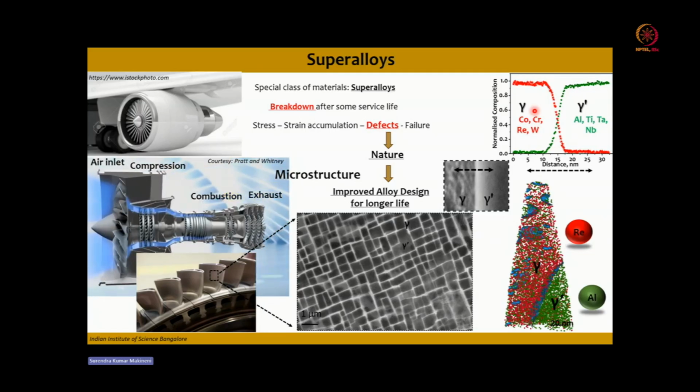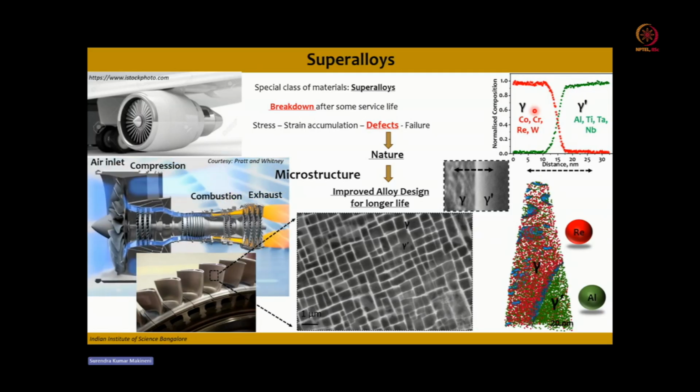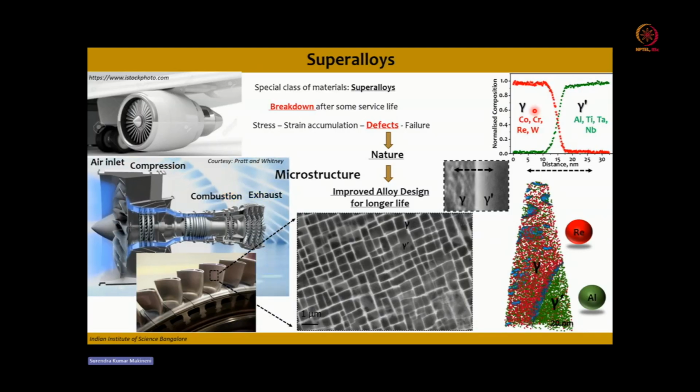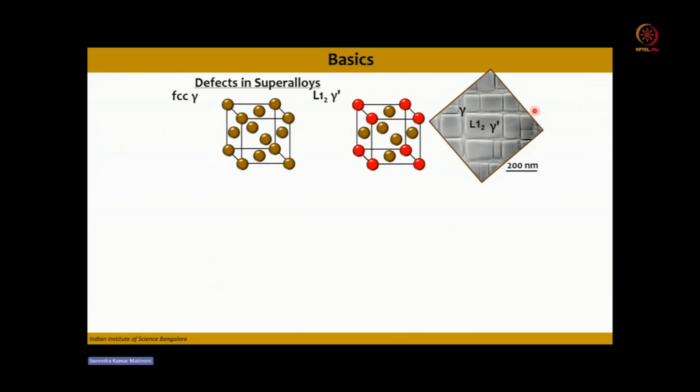Fine. So you have a compositional partitioning between the two phases, and the volume fraction of the gamma prime is usually kept at 65 to 75%, to get both high temperature and room temperature strengthening properties. Now we will go to a little bit of basics related to the defects which are present in these structures.